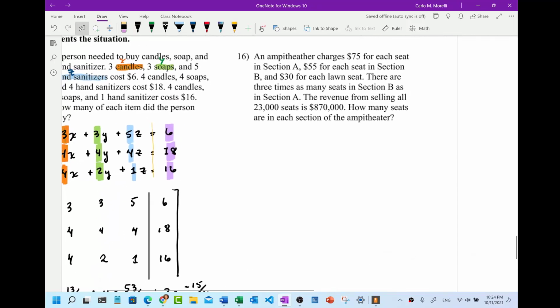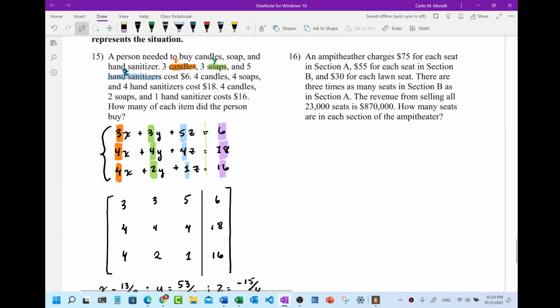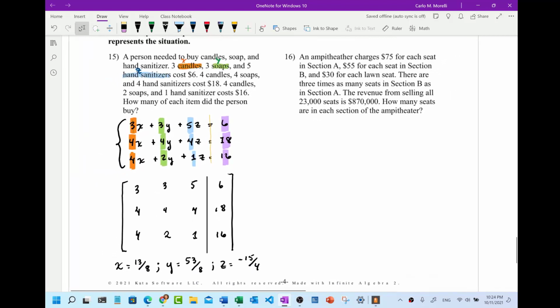Now, that is number 15. The thing that's bothering me here is I would have thought that these would have resolved to integer solutions, because these are not going to be integers.